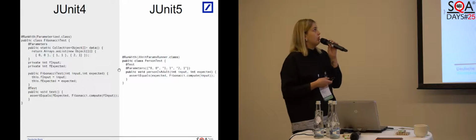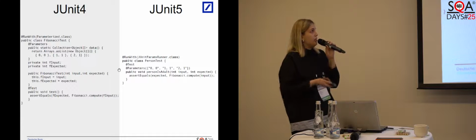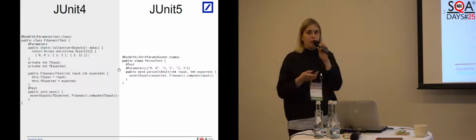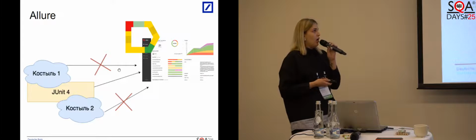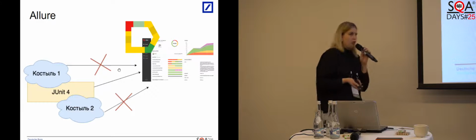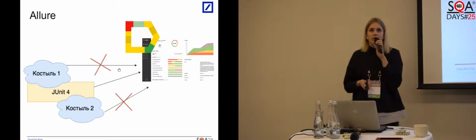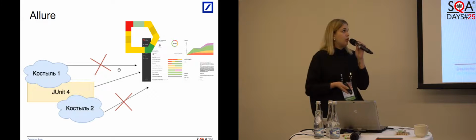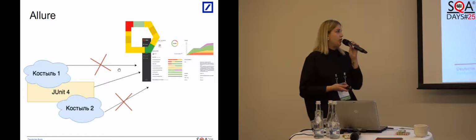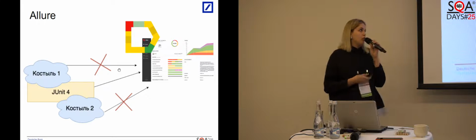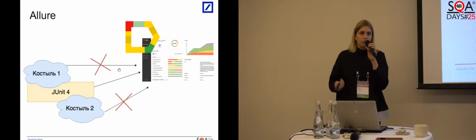You can see an example of the Fibonacci calculation, and you can see the difference even in the number of lines. But we continued to live with JUnit 4. We wrote our own crutches, extensions, filtrations, and whatever, all the things we couldn't live without.